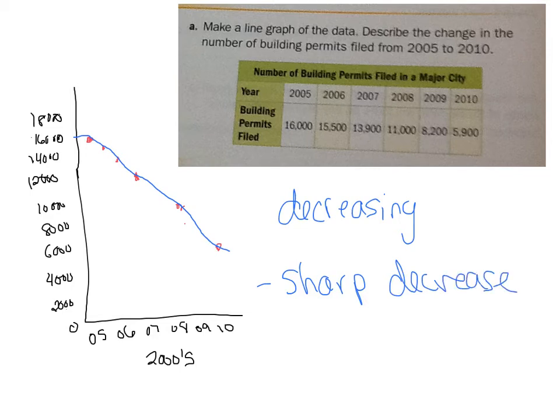You also could say something like the greatest decrease in the number of permits occurred in 2007 than in any other year listed. So that's the sharpest decrease, from 2007 all the way down is where they decrease the sharpest. So sharp decrease at 2007. So really you're plotting the line graph, connecting the dots, and then telling me what kind of graph is it. Is it increasing? Is it decreasing? And at what kind of rate?